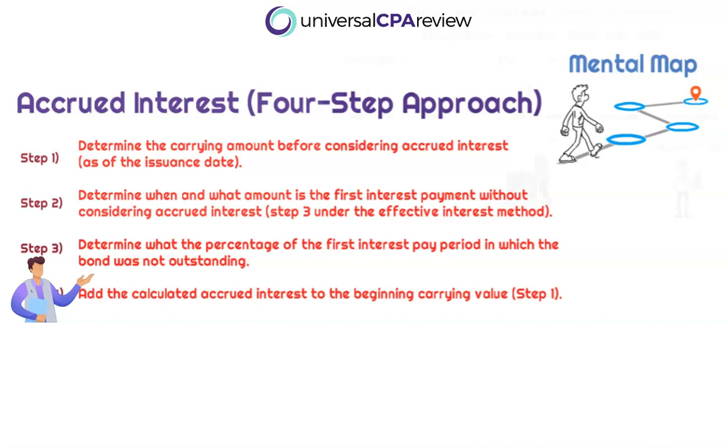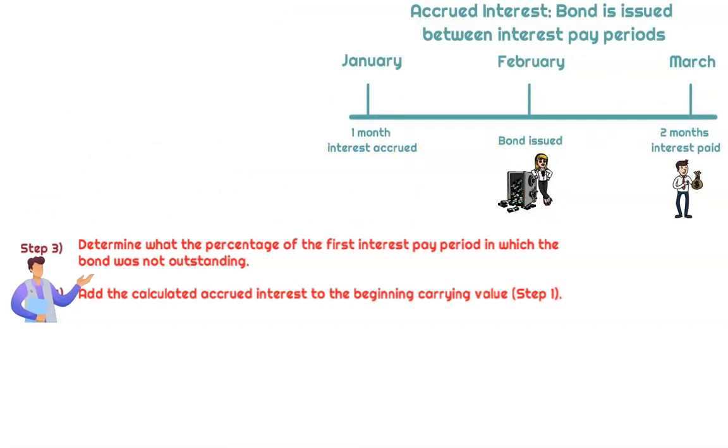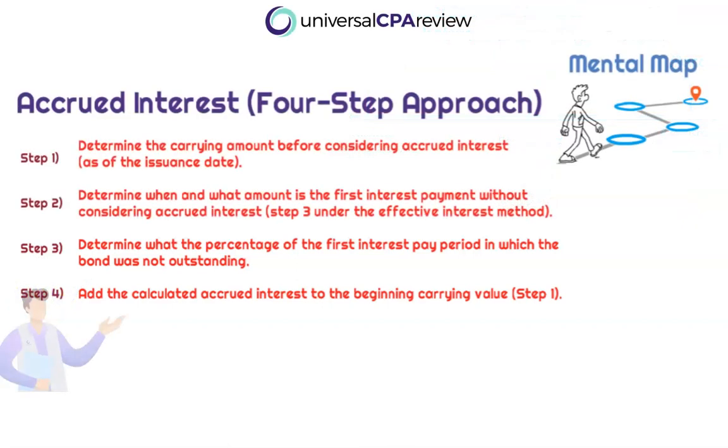So what does that mean? What we're saying here is that if we bought the bond on, let's say, February 1st, and let's say that the interest payments are made quarterly, so we're not going to pay for this first interest payment until March 31st. So the first month, that would be January, we didn't actually own this bond. So that's going to be 1/3 of the interest pay period that the bond was not outstanding. So in this case, 1/3 of the interest payment is going to represent our accrued interest.